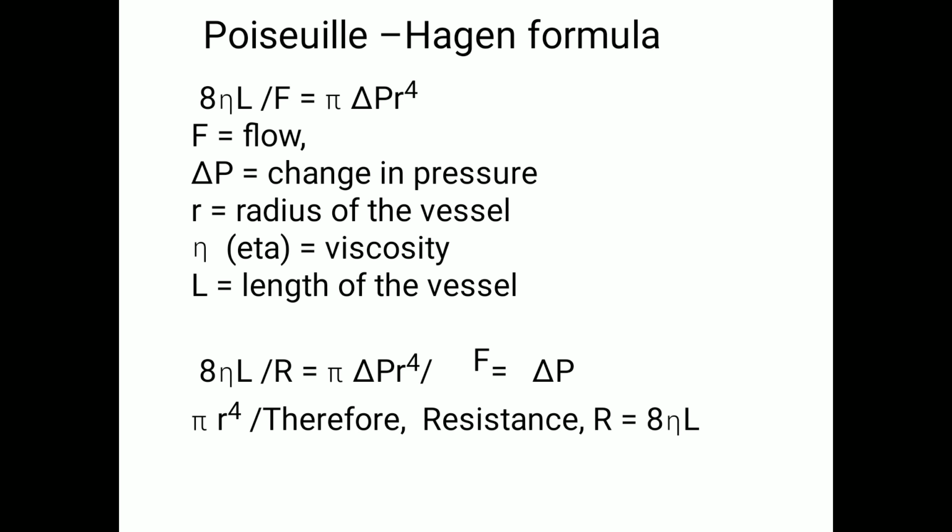So the resistance to the blood flow is inversely proportional to the fourth power of the radius of the arteriole. So this is very important, you need to know. If the radius is decreased by half, the resistance to the blood flow increases by 16 times. On the other hand, if the radius is increased by 2 times, if the diameter is increased by 2 times, the resistance to blood flow decreases by 16 times.